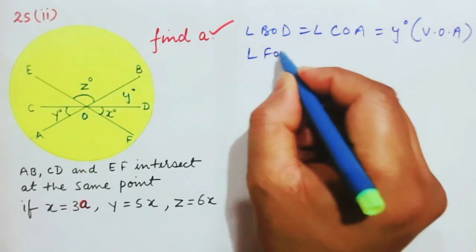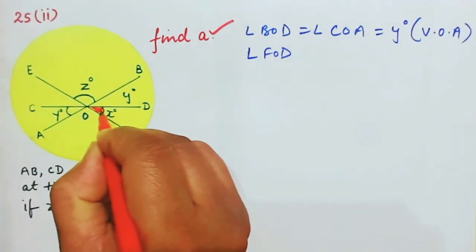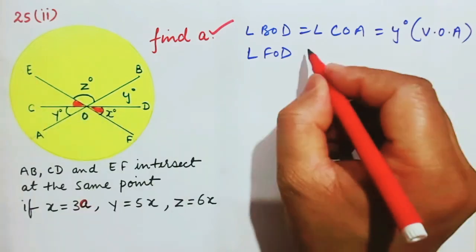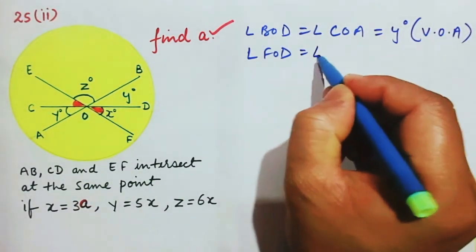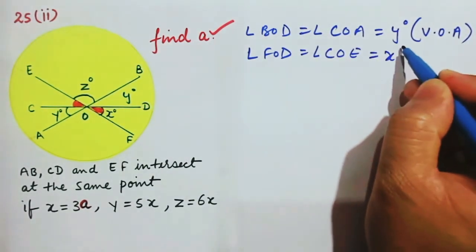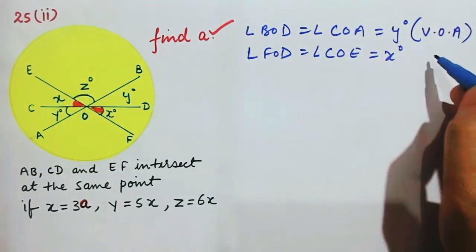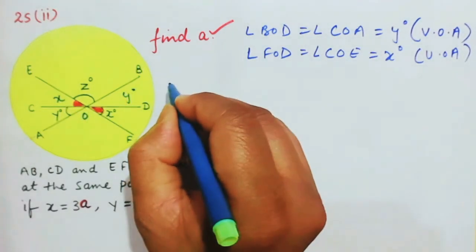Similarly, angle FOD, you can see here, FOD is equal to angle COE, which is equal to x degree. This is your x degree. Why? Vertically opposite angle.